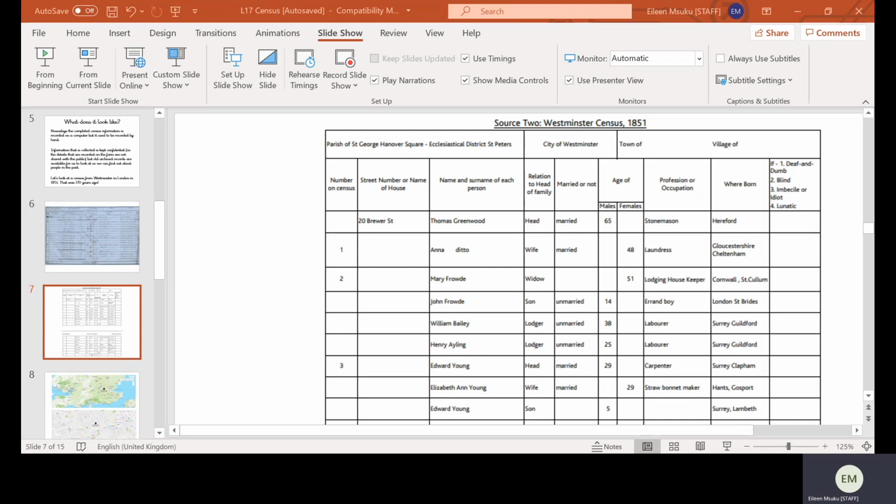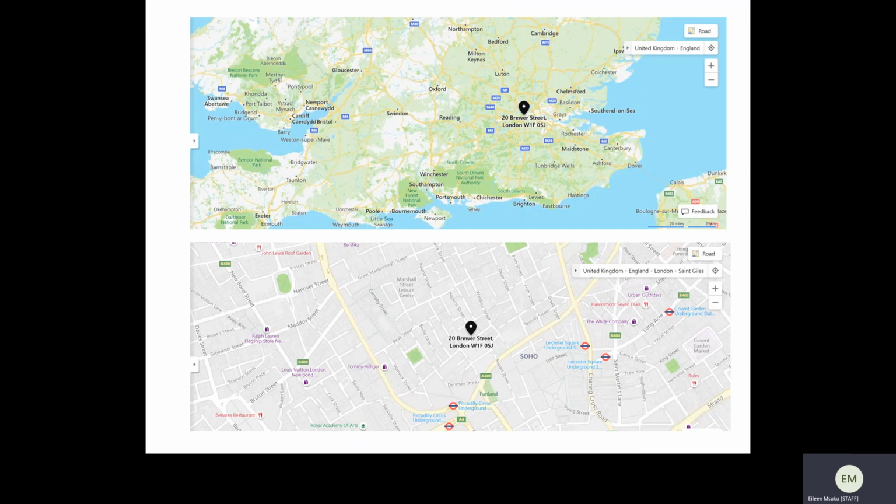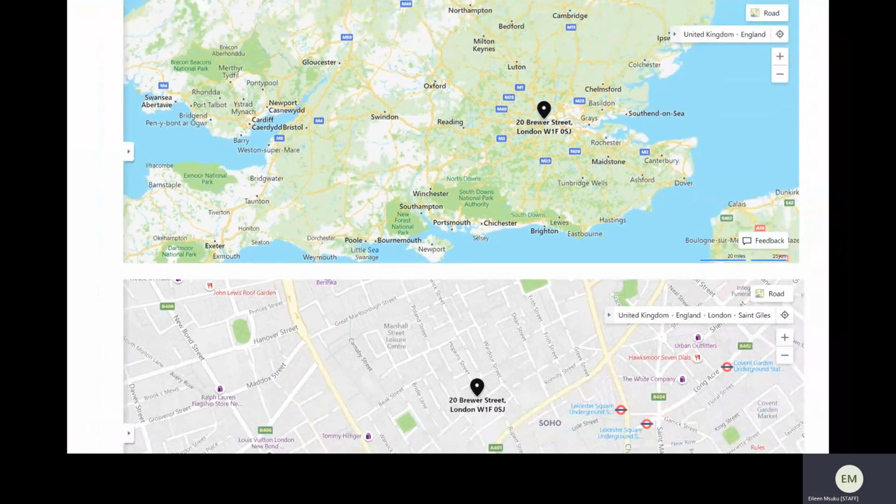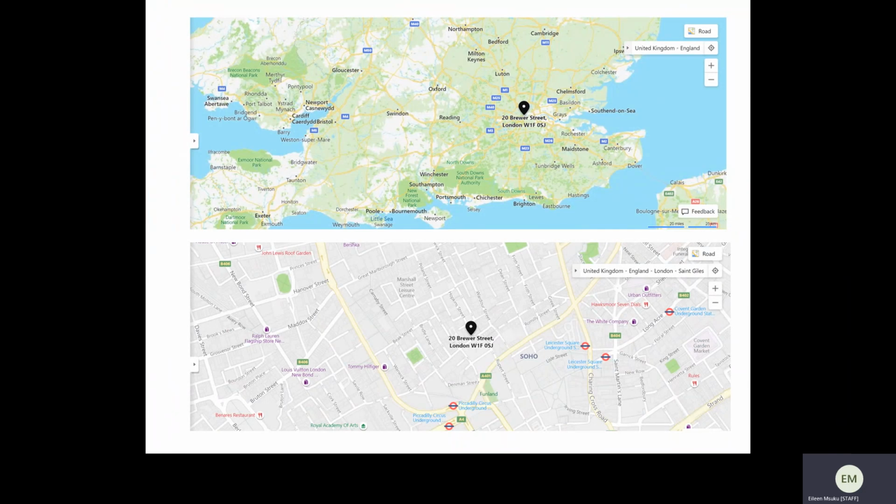Right then. Okay, so I'm going to tell you a little bit more about this place. So we know that it's 20 Brewer Street, and that's in London. So if we're looking at the map, you can find Bristol on the map. And the place that we're looking at is Brewer Street, which is there. And underneath, I've just zoomed in a little bit. So if we were zooming right into that map, we would get here where you can see lots of different streets.